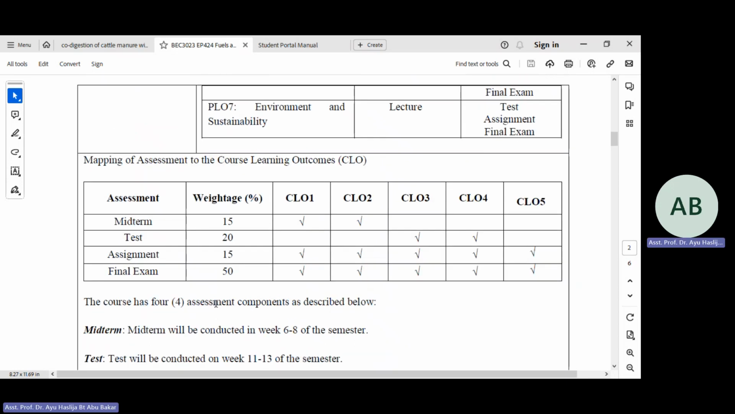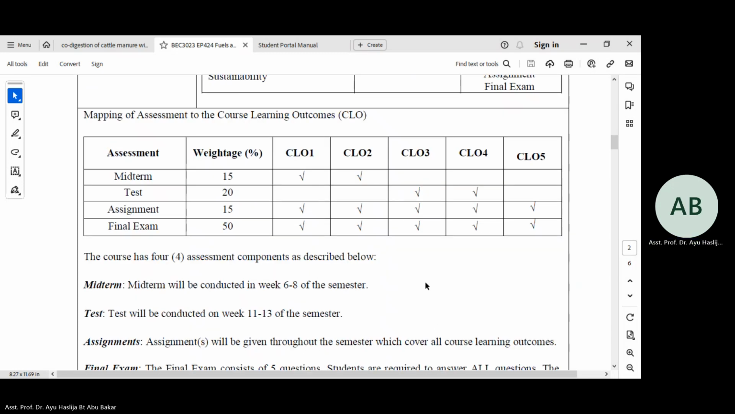Okay, so these are the assessments. We will have a midterm, test, assignment, and final exam. The midterm will cover CLO 1 and 2, the test will cover 3 and 4, and the assignment will cover all. I will release the assignment around week 8, something like that, because it will cover from the first topic until the last topic.